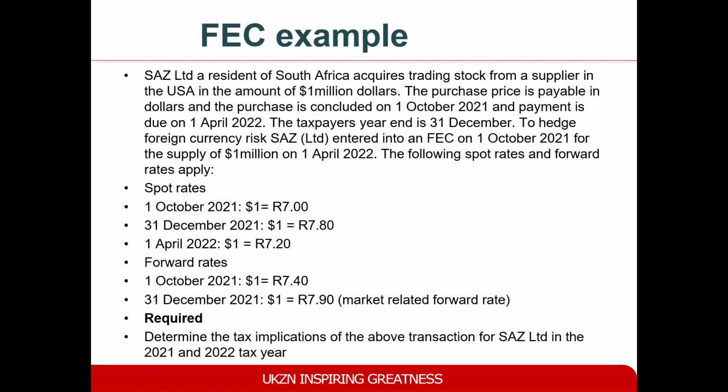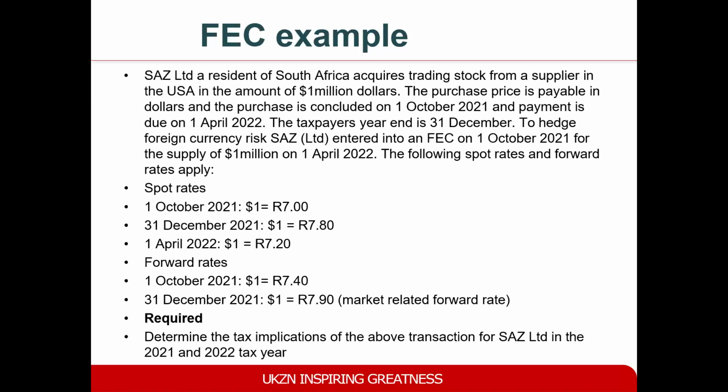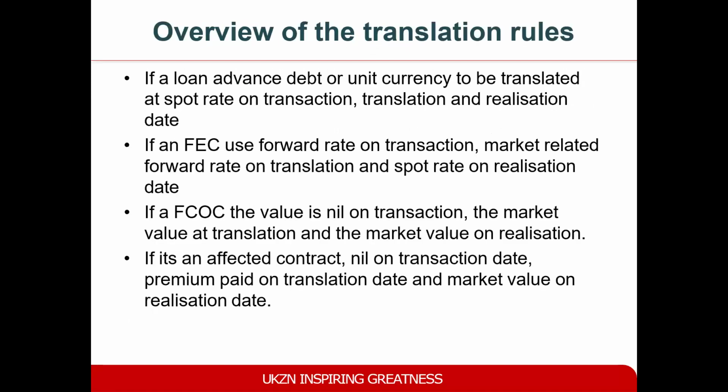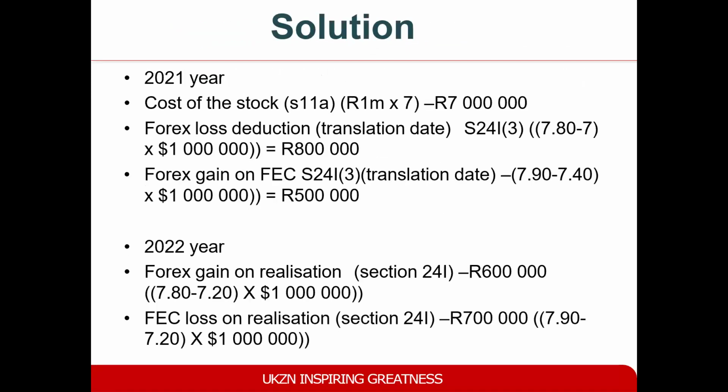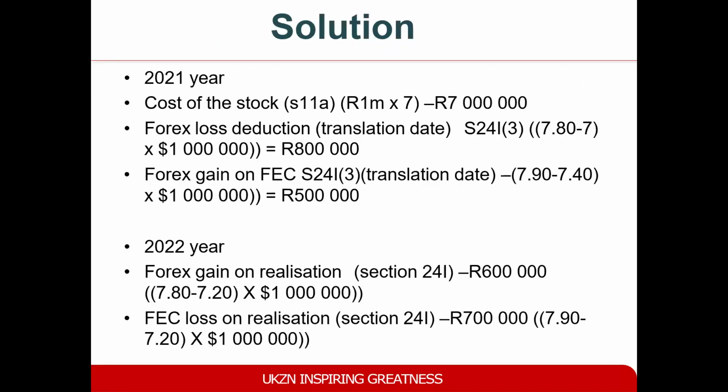Then we go on now to talk about FEC, because we want to finalize that. We've got an FEC, but how much was the FEC? 7 Rand 90. So the market rate here in this case, the market rate of a Rand is actually what? 7 Rand 90 at what? A translation date. So we take that, we compare that with the 7 Rand 90 because we bought this contract at 7 Rand 40. Now, how much is it now? Now it's 7 Rand 90.